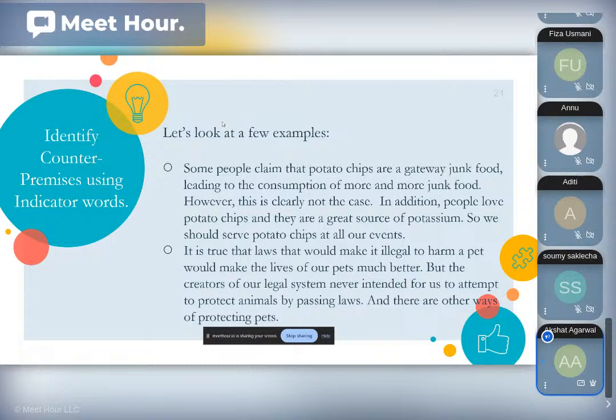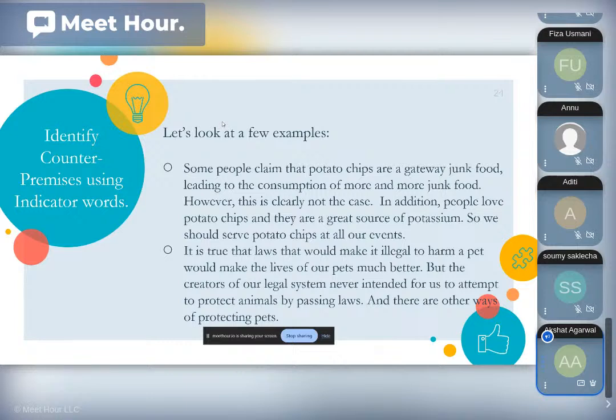Now, when you notice the word but, that tells you that the author's position is going to slightly alter, right? The author is saying that, okay, I agree that making it illegal to harm our pets is a good way to go about things. But that is not the purpose of a legal system, right? So this is where the nuance of the author comes into the picture.